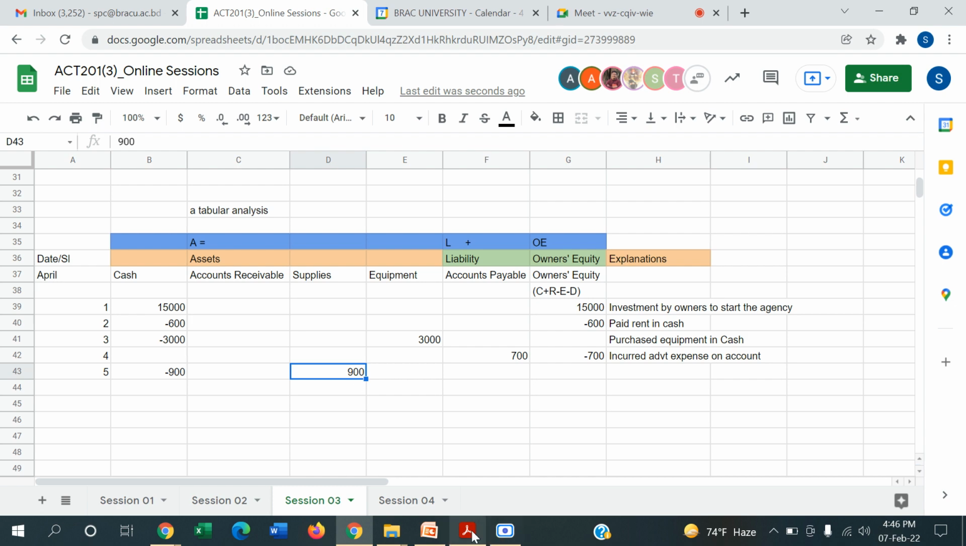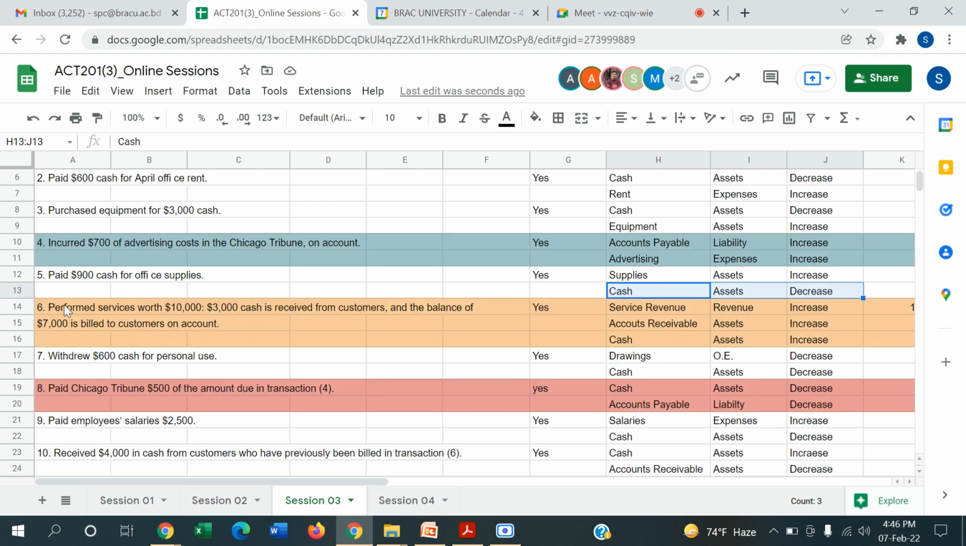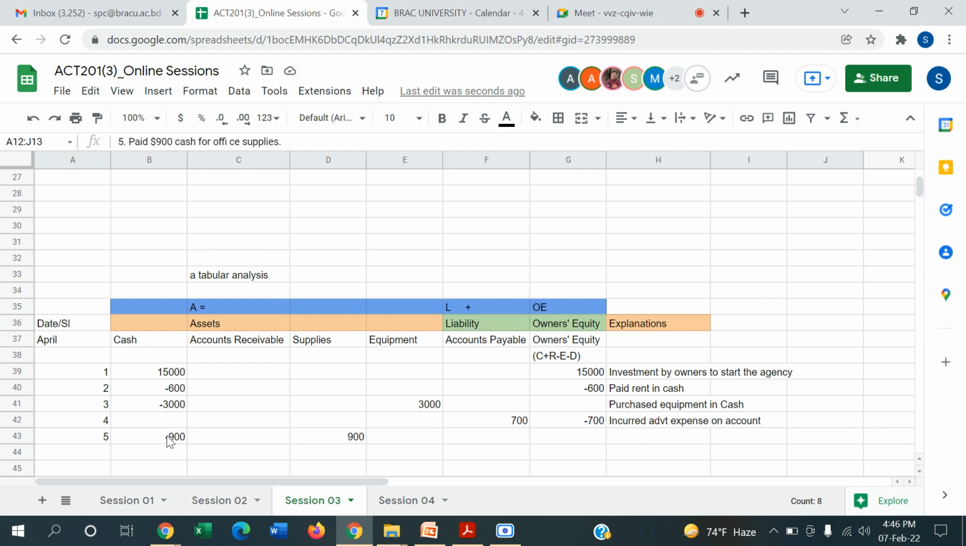What are the two accounts or two activities involved in the transaction? Cash and supplies. Cash and supplies, which you have done earlier. Both are assets. There is no expense. Supplies increase, cash decreases. We'll just input this information into the equation. As you have already analyzed, supplies increase, cash decreases, and the amount was 900. Cash decreases 900, supplies increase by 900. That's all.